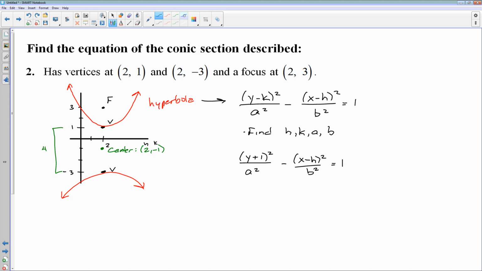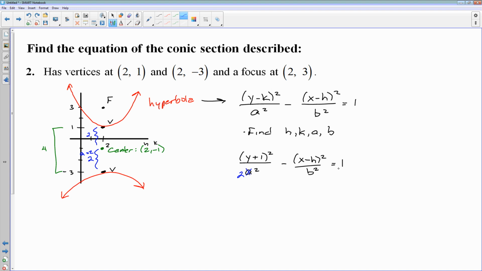Well, I remember that with a hyperbola, a is the distance from the center to the vertex. So this distance is 2. This distance is 2. Since that's 2, I know that a is equal to 2. So I can go ahead and plug in 2. So a is going to be 2, so 2 squared, which would end up giving me 4.